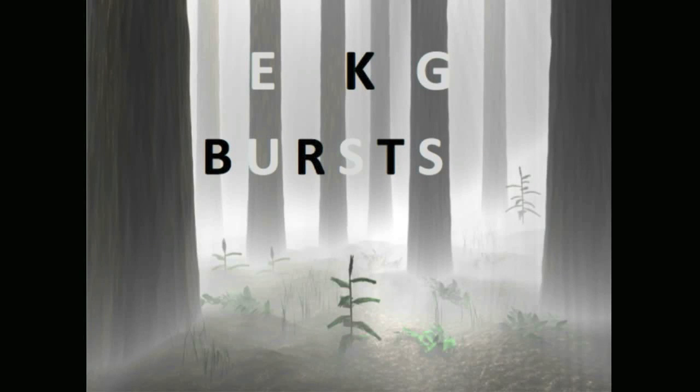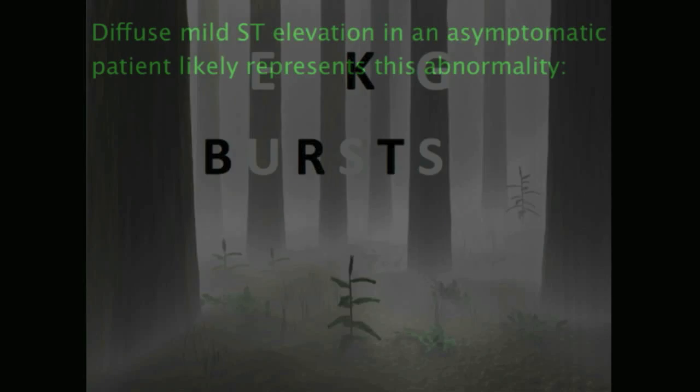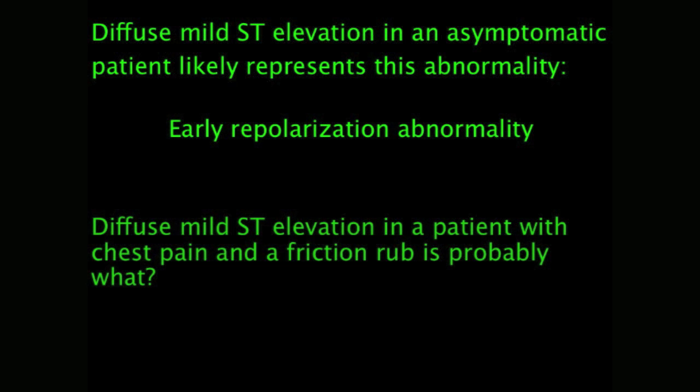EKG burst, part 3. Diffuse mild ST elevation in an asymptomatic patient could represent this abnormality. Diffuse mild ST elevation, asymptomatic patient. This could represent an early repolarization abnormality. Now, what if that patient has chest pain and a friction rub on exam? Then you should be thinking about acute pericarditis. You'd have the patient lean forward, and hopefully that would help alleviate the pain.